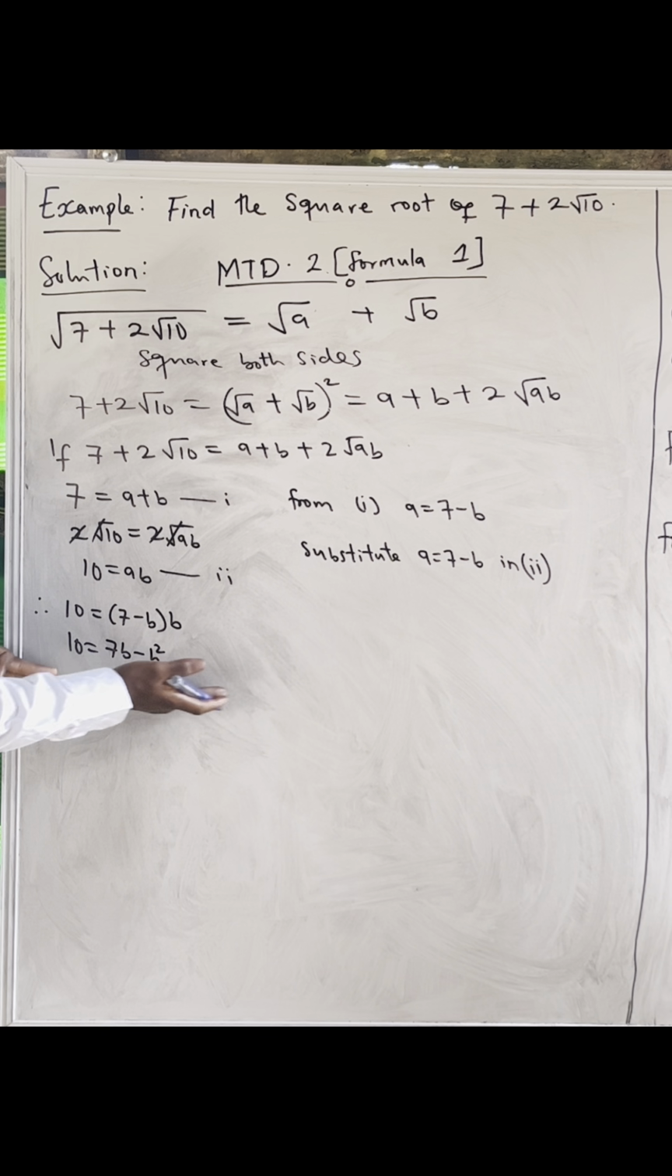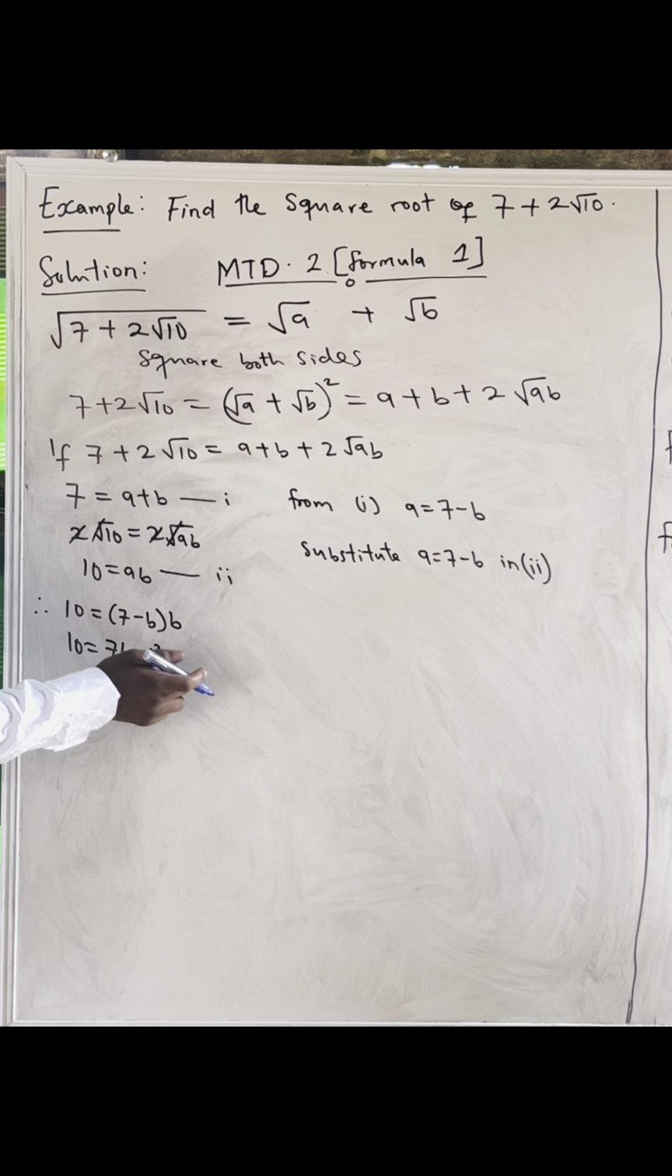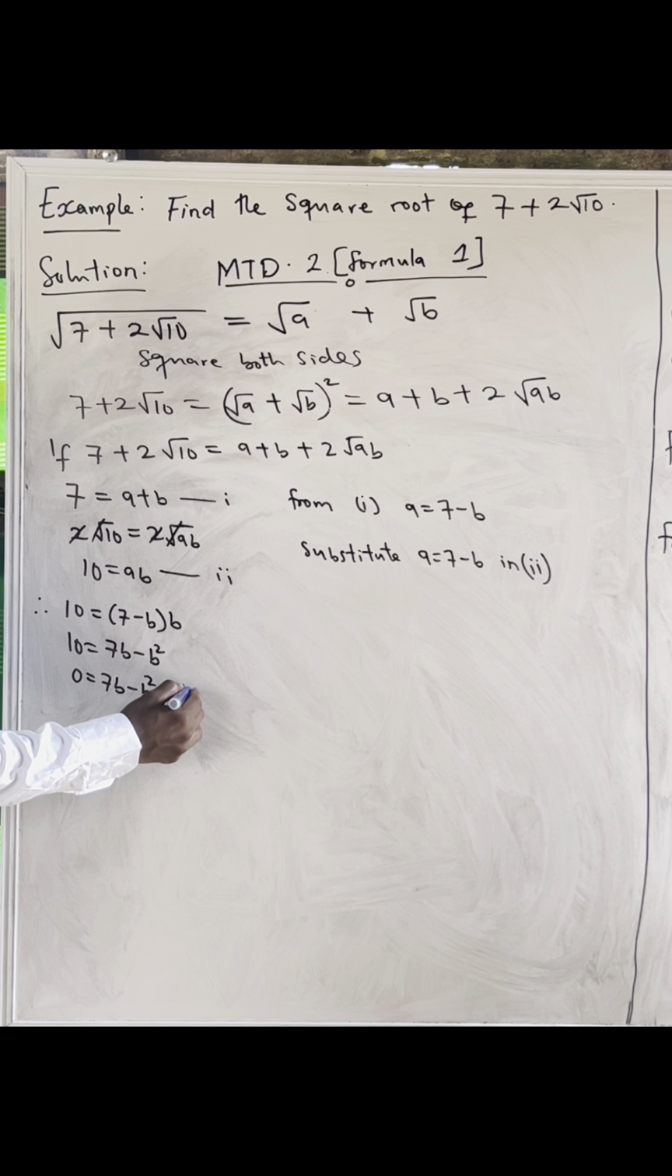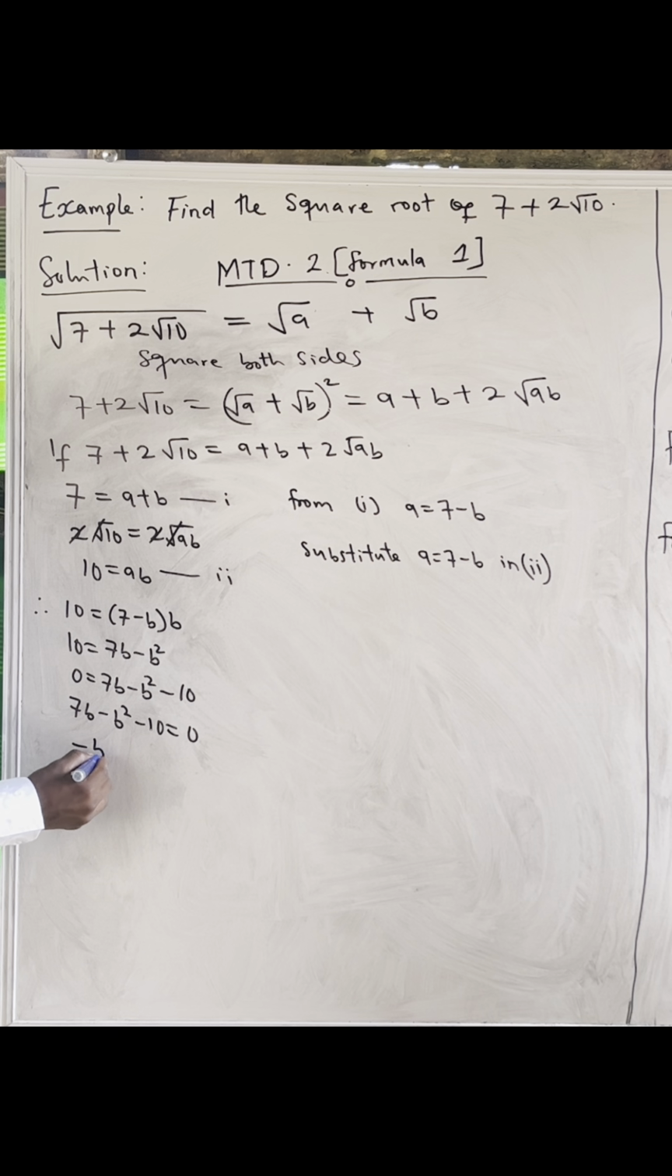Then I'm going to rearrange to form a quadratic equation. How am I going to do that? I will firstly bring this 10 to the other side. This will turn to 0 equals 7B minus B squared minus 10, because when I bring this 10 to the other side, it turns to minus 10. I can rewrite this as 7B minus B squared minus 10 equals 0. To follow the quadratic form, I will let the highest power come first. This can then be minus B squared plus 7B minus 10 equals 0. Then I'm going to solve it quadratically.